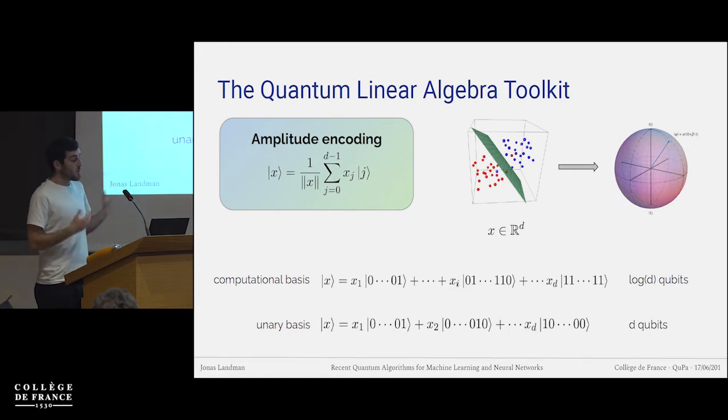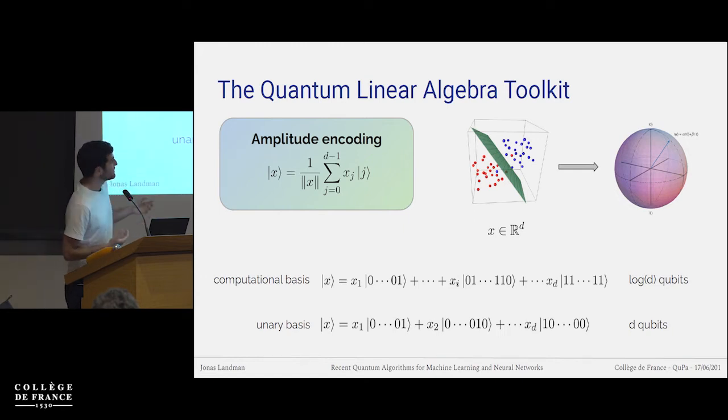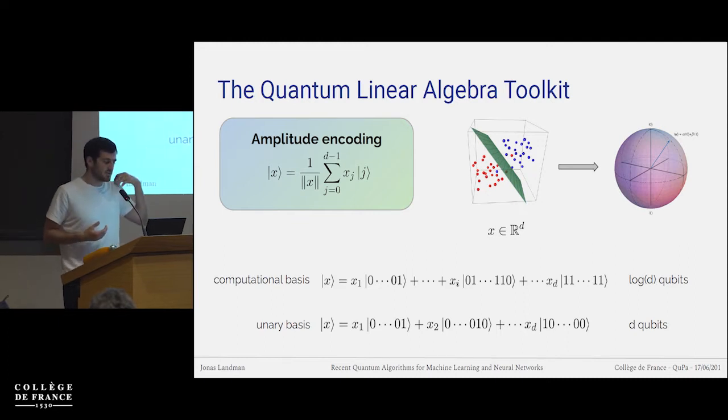A way of doing so, I guess this is not the only way, but a good way to do it, is to use amplitude encoding. So if I have a vector x of dimension d, the idea is to use a state in a superposition of many states |j>, and I want the amplitude of each state to be the component of my vector x, which has d components, x1 up to xd.